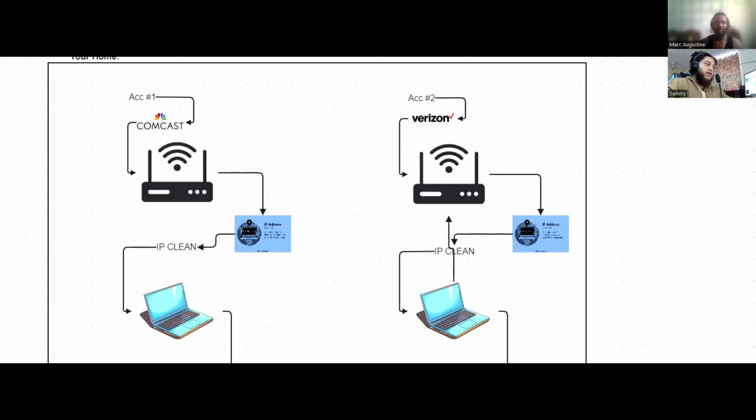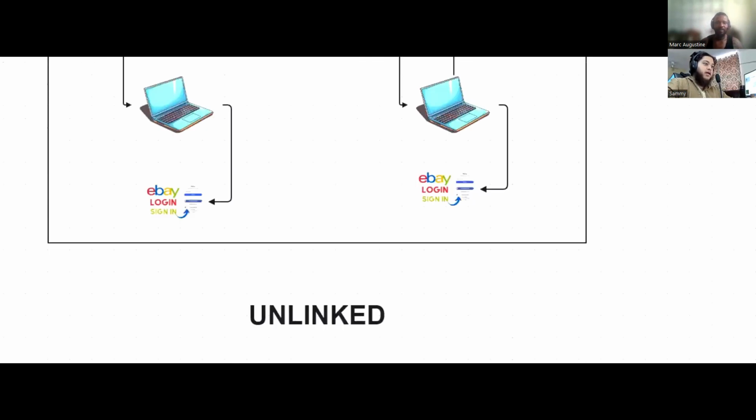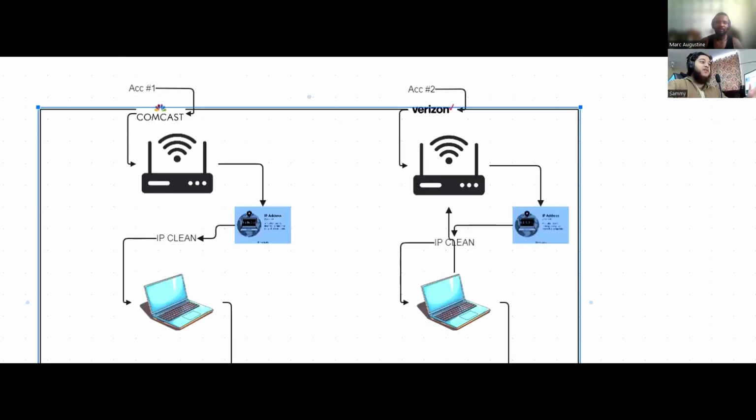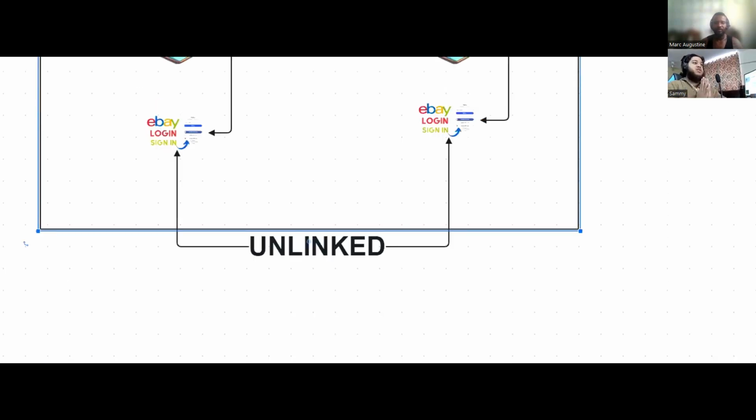So this eBay account over here and this eBay account over here are going to be unlinked if you follow this setup. But nothing can ever cross each other. You must always make sure that you're running this, really putting an emphasis on making sure that the accounts do not cross each other.